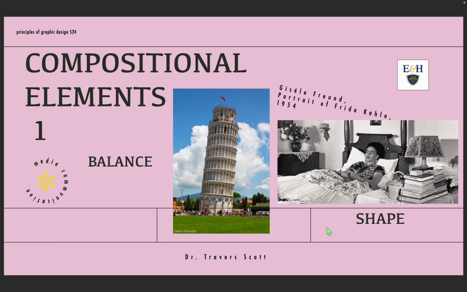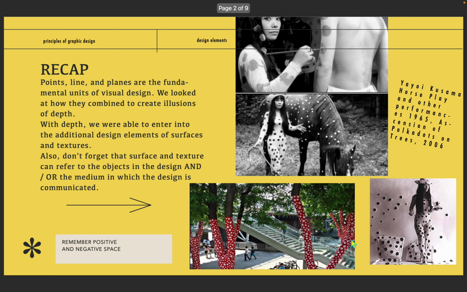The other thing we're going to talk about is shape, and this is the shapes that are formed in your composition, not necessarily the shape of objects in your composition. So what I mean is, if you look here, this is Portrait of Frida Kahlo from 1954 by Giselle Freund. And notice how the line of her body going up to her head, down to the books, and back across to the bottom of her dress, there is a triangular composition here. There is a shape in this composition that is primarily a triangle made up of this person and the bedside books here. So there's a triangular shape, a triangular composition going on in this photograph.